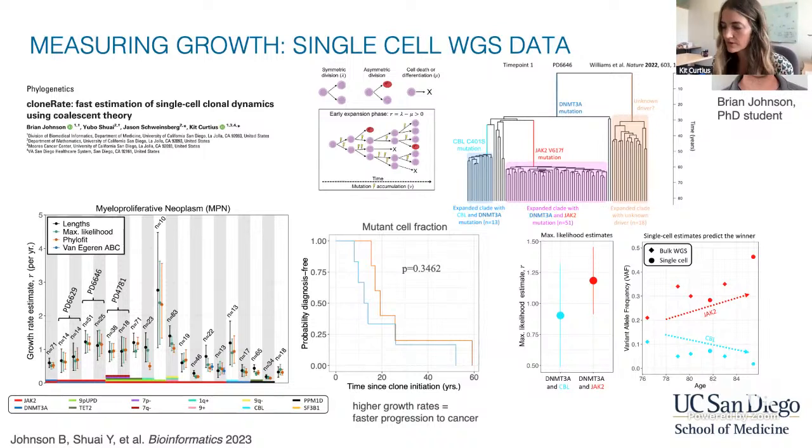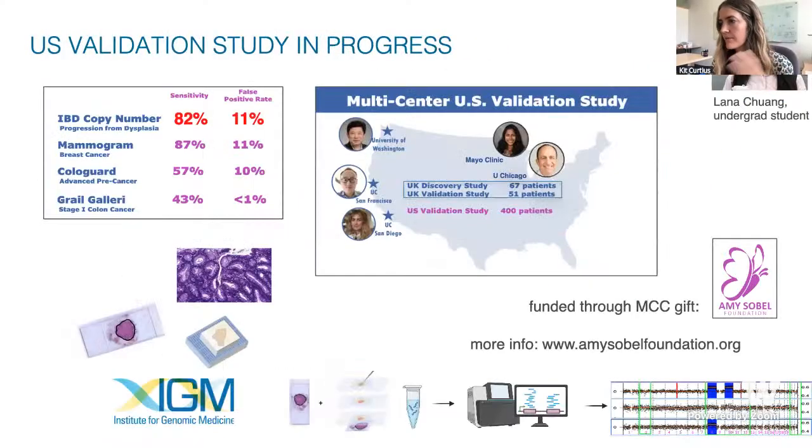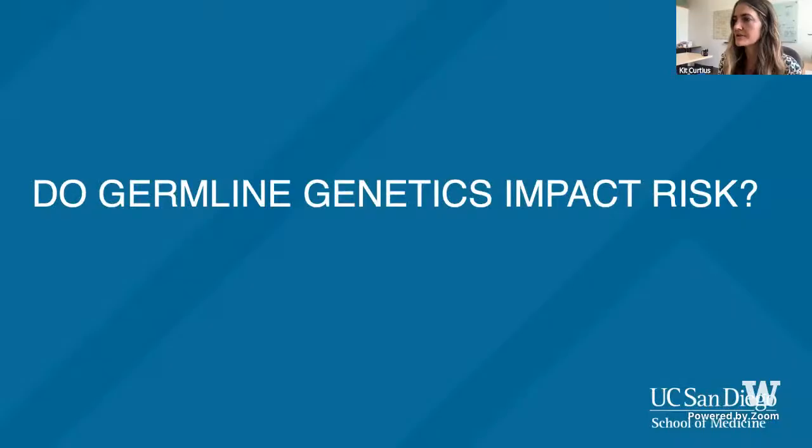Okay, I think I'm running a little low on time, so I'm going to rush forward and maybe skip this section talking about specific alterations in IBD, because I want to leave some time for questions. But basically, we've done a lot of work of whole genome sequencing of samples of IBD over time and trying to look at clonal changes and growth within the population to, again, try to use genomic data to personalize some of these estimates and get better targets.